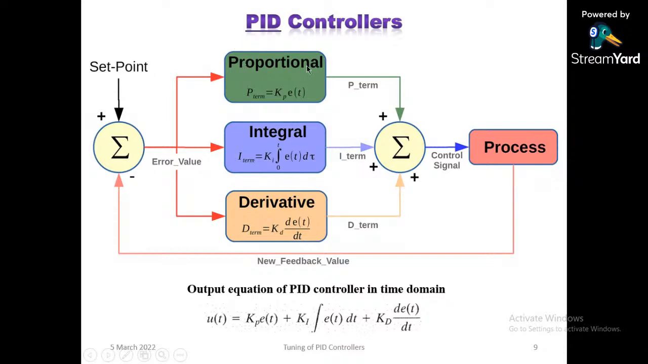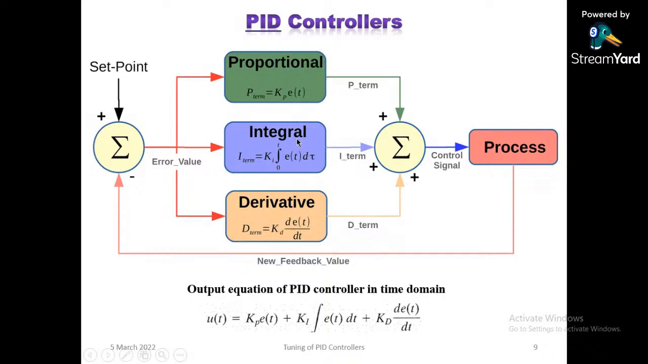Now when I talk about proportional, you can see that the P term will be Kp into E of t. Obviously, E of t is the error signal. Here is the error signal, here is the gain of the proportional controller, and the two will be multiplied. So the output will be Kp into E of t. E of t is nothing but the error signal. Kp is the proportional gain, right?